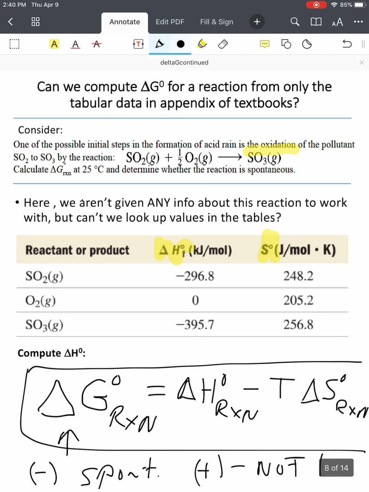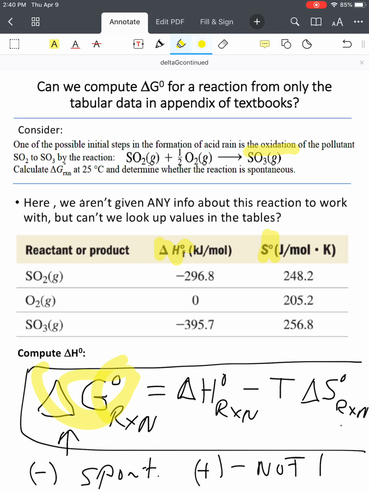So I guess you kind of see where we're going with this, and you need to figure out if delta G is negative or if it's positive. And if it's negative, it's spontaneous. If it's positive, it's not, right? But in the meantime, how do we get there? I mean, how do we calculate this delta G? I'm not given any information right now to help me do that.